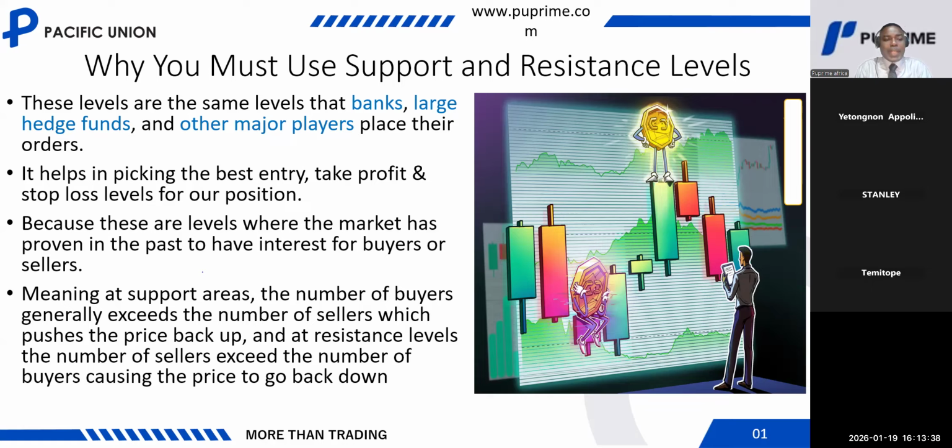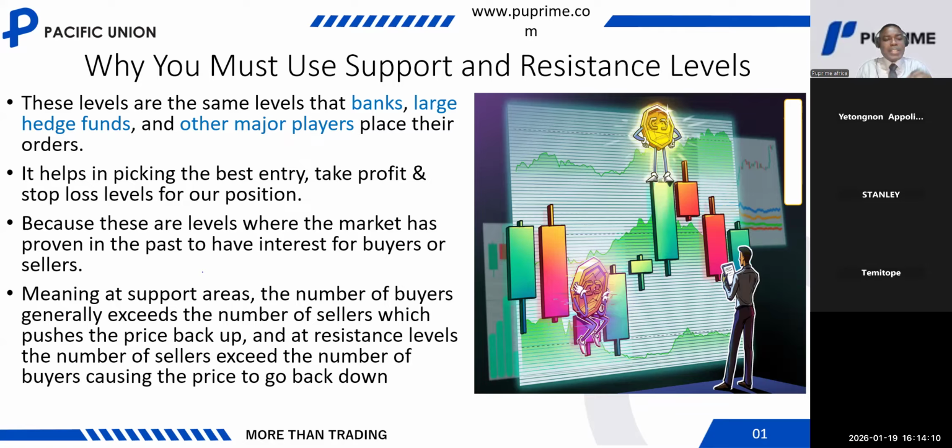Number two, it helps in picking the best entry, take profit, and stop loss levels for a position. I've seen people ask the question, especially beginner traders, sometimes intermediate traders: how do I know when to buy? How do I know when to sell? Very simple question, and the answer is simple. Look at selling around resistance areas and look at buying around support. And the same levels can help you identify not just the entry, but you can set take profit and stop loss using the same concept of support and resistance.